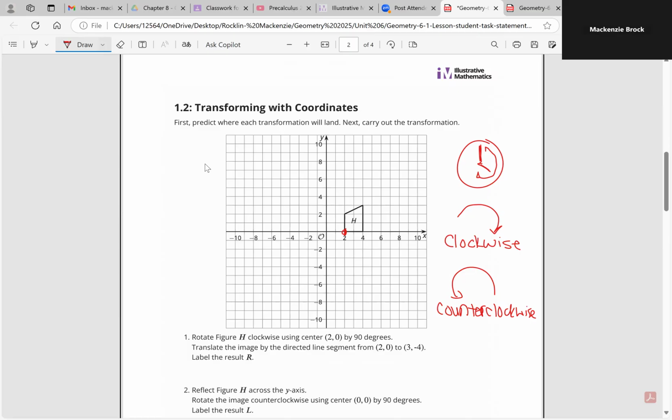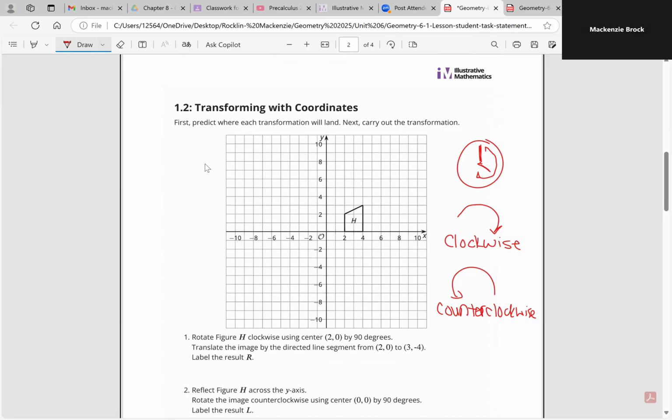Label the result R. So basically, we're taking this figure and we're rotating it this way 90 degrees. So it's basically just going to look something like that. And then we're moving it. Let's go ahead and do that. Let's do the rotation first. I'm going to end up erasing some things, but we're rotating at 90 degrees. So basically, I'm just taking this and shifting it sideways.